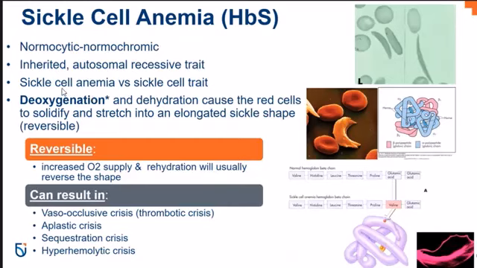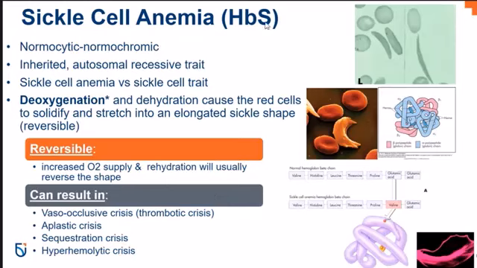Somebody can inherit it from both parents and become affected and then have sickle cell anemia, and then others can be carriers, and carriers are rarely themselves affected, but they can pass it on to their offspring. So it's important to know then if you're a carrier, because if the person that you choose to create a baby with is also a carrier, then your offspring could end up with sickle cell anemia.